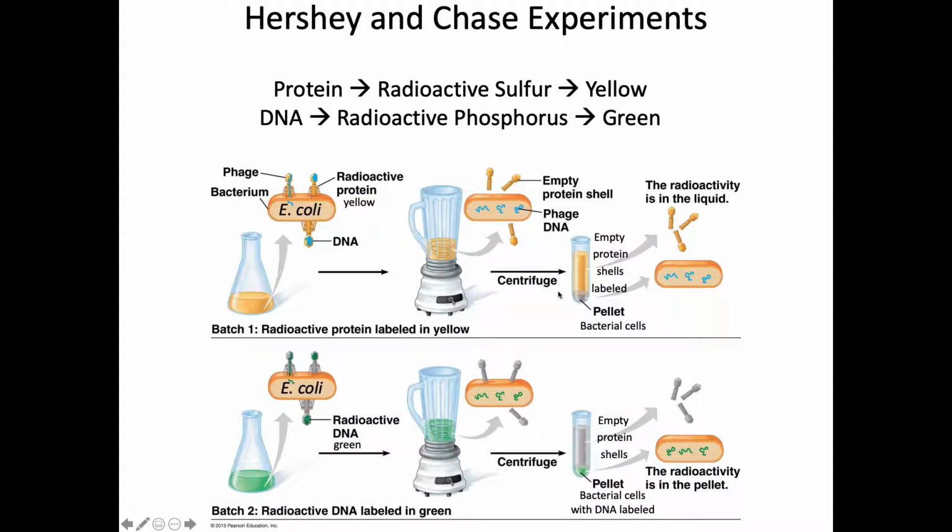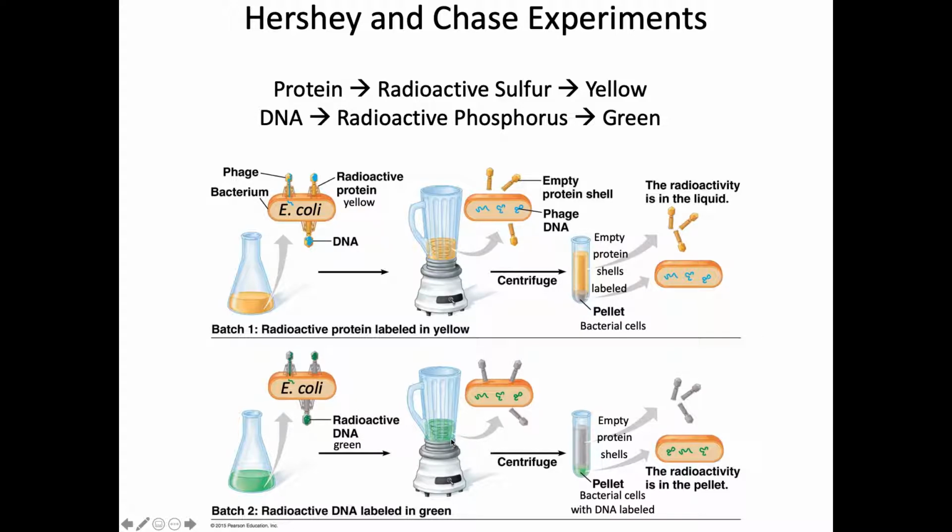Now, they proved that it was the protein that didn't enter into the bacterial cells. So that means for their second experiment, they had to prove that it was the DNA that entered into the bacterial cells. So they ran another batch for these T2 bacteriophages to infect the E. coli. So what they did is that they radioactively labeled the DNA, which has a phosphorus, green. And then you can see that it's radioactively labeled green, okay? And then they let that infection occur.